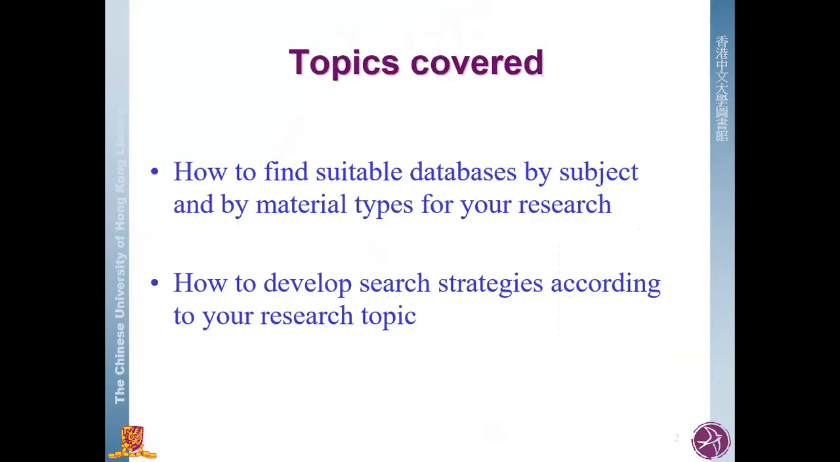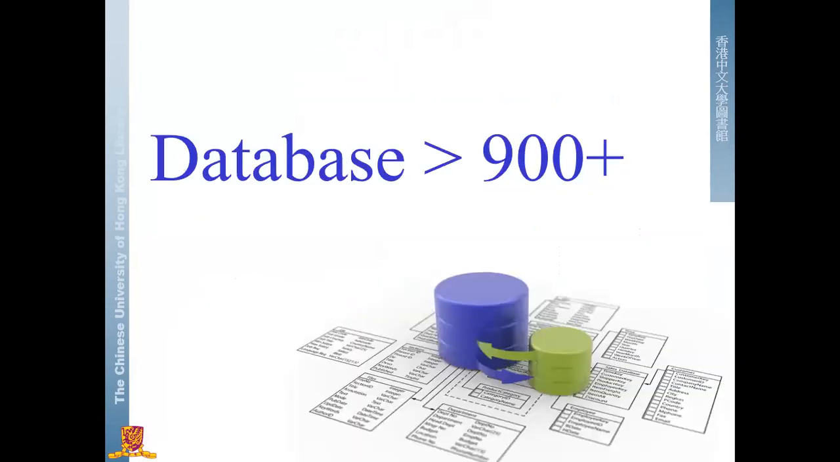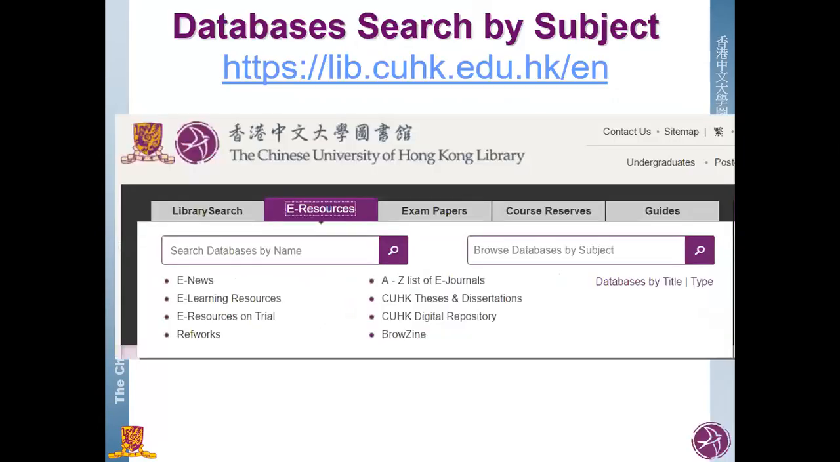So topics cover how to find suitable databases by subjects, and by material types, and some searching tips on some of the databases. In CUHK Library, we have subscribed to over 900 databases. Most of them are in English, but still some of them are in Chinese. And so today I'm going to show you how you can look for those databases that are in Chinese.